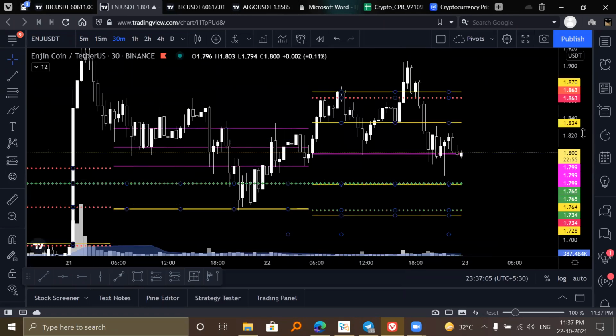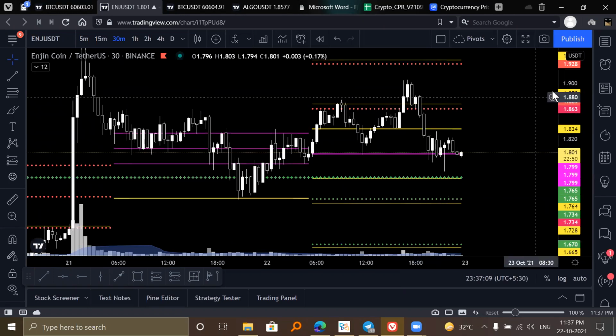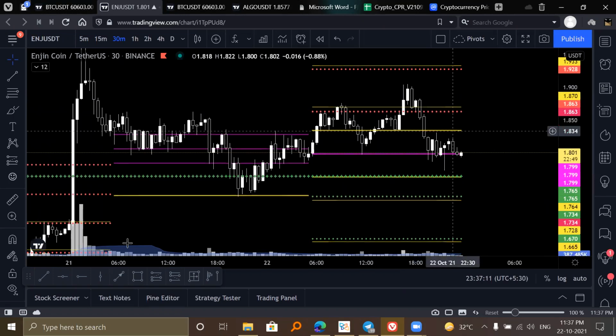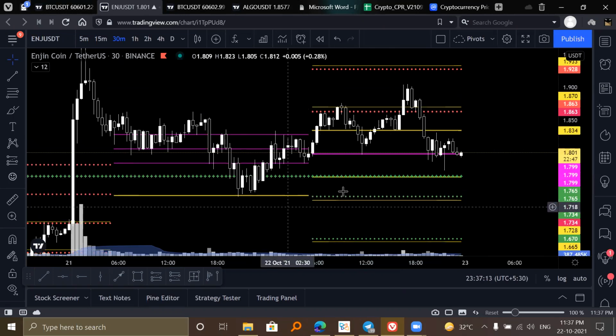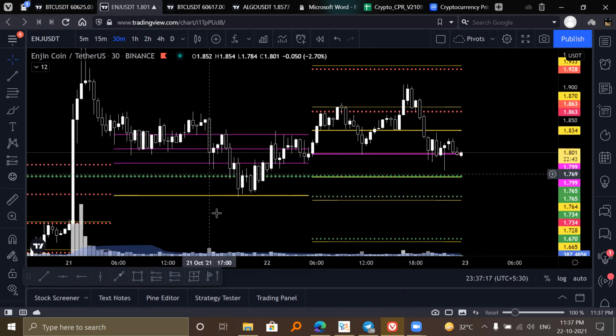These will also come in this. These all are the floor pivots. These are also derived from the high, low, close of the last week or last day.